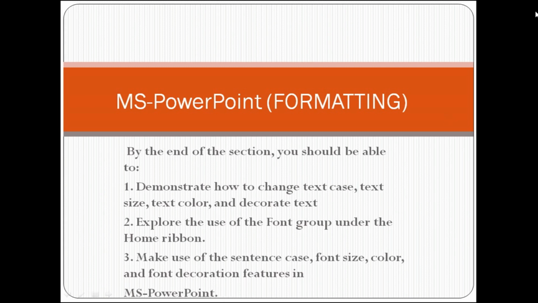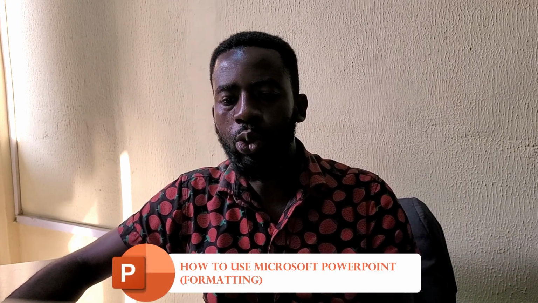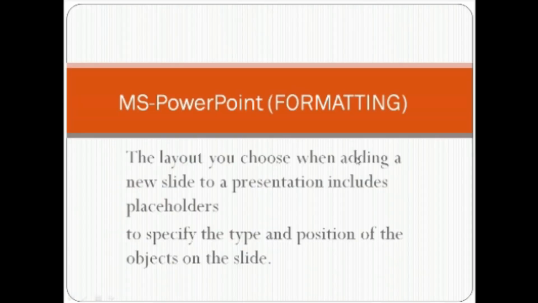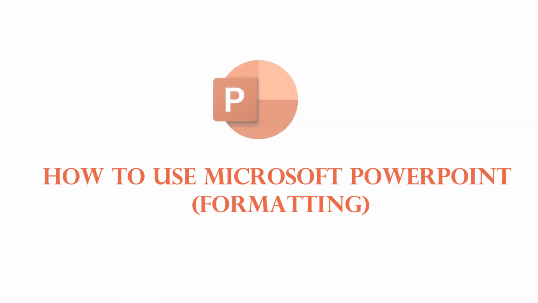Now, format text in placeholders. The layout you choose when adding a new slide to a presentation includes placeholders, to specify the types and positions of the objects on the slides. When working in normal view, you can type straight into a text placeholder on a slide or type in the outline pane. So these are the things that you can decide to override.